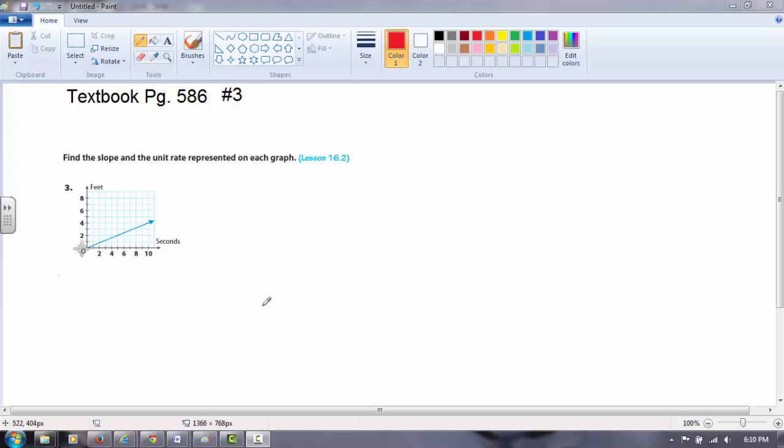Okay, this graph that you see over here has seconds across its x-axis, and then it has feet going up. One thing we got to be careful of is making sure that we take a look at what the units are being counted by. Going across the bottom, it looks like they're counting by ones, if you look at each of the little tick marks here. And then going up, you're also counting by ones. So that works out nicely.